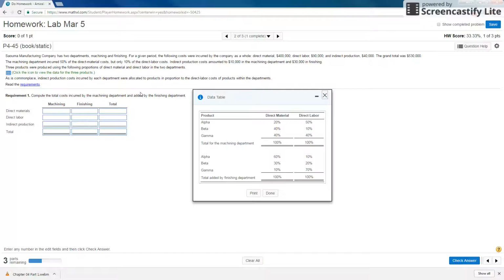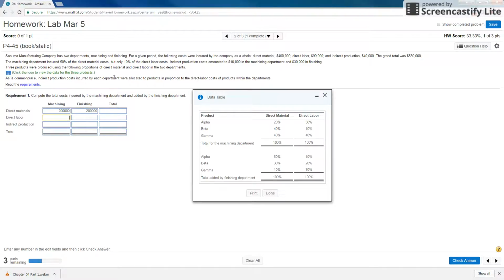Here we have two different departments, machining and finishing. So the total direct material that we use is $400,000 and direct labor that we use is 90,000 and indirect production is 40,000. So the question told us that the machining department uses 50% of direct material and 10% direct labor. So for the direct material, 50% of that 400,000 is 200,000, and as a result the remaining goes to the finishing, which is 50% again, so it's 200,000 again.